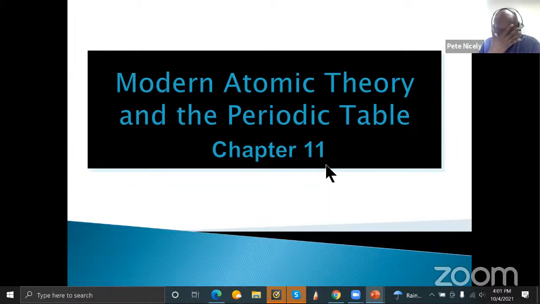And as you can see on the screen, it's dealing with the modern atomic theory and the periodic table. And this is where we're going to see how the structure of the atoms, in particular with respect to the arrangement of the electrons, is related to the position of the particular elements in the periodic table.